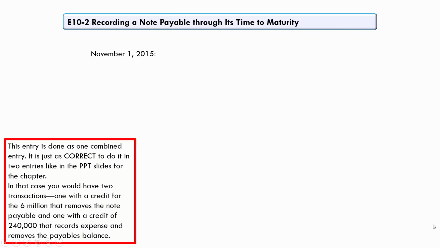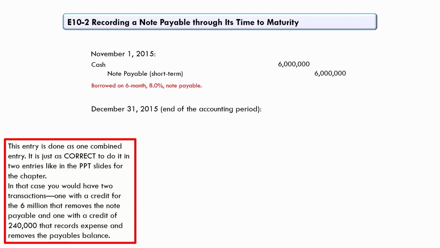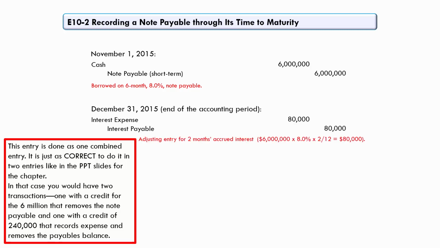So to work through these things, on November 1st, they take out the note and record it, which is recorded properly as short term because it's within 6 months. It's 6 months, it's within a year. And then at December 31st, they're going to have to record 2/12 of the 8%, which is the $80,000, as interest expense and interest payable.